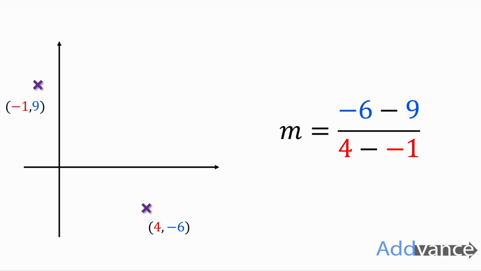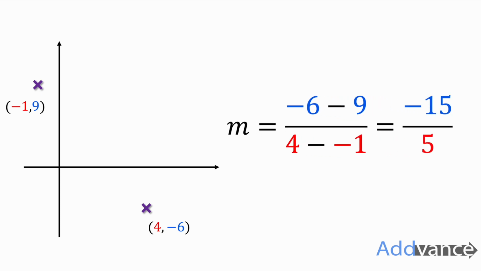When we work this out, -6 minus 9 is -15, and 4 minus -1 is 5. We've got -15 divided by 5 is -3, and so the gradient between these 2 points is -3. That's how you calculate the gradient of points on a graph.